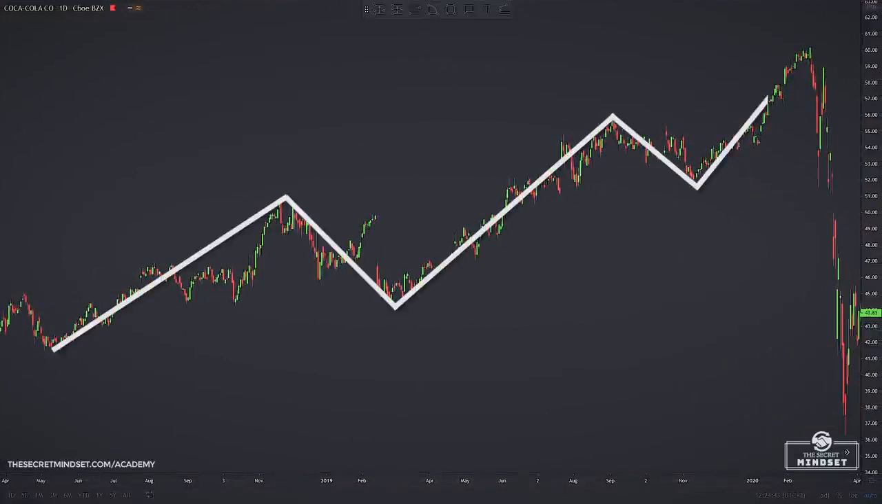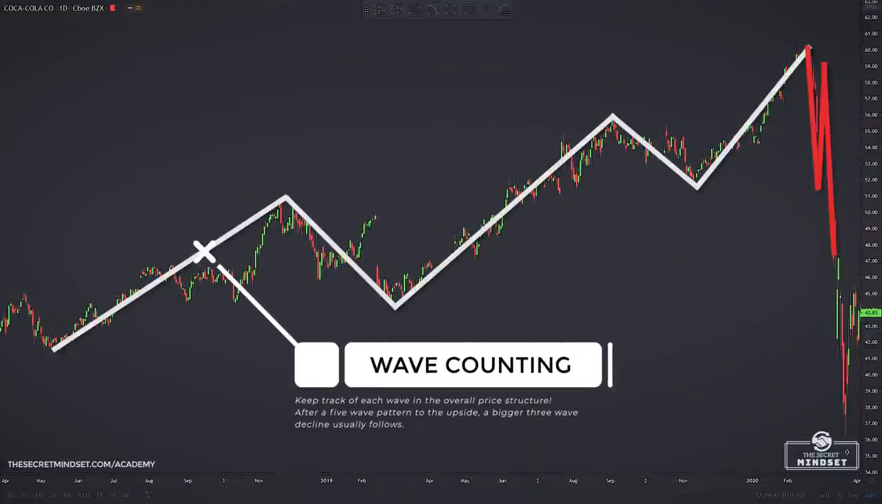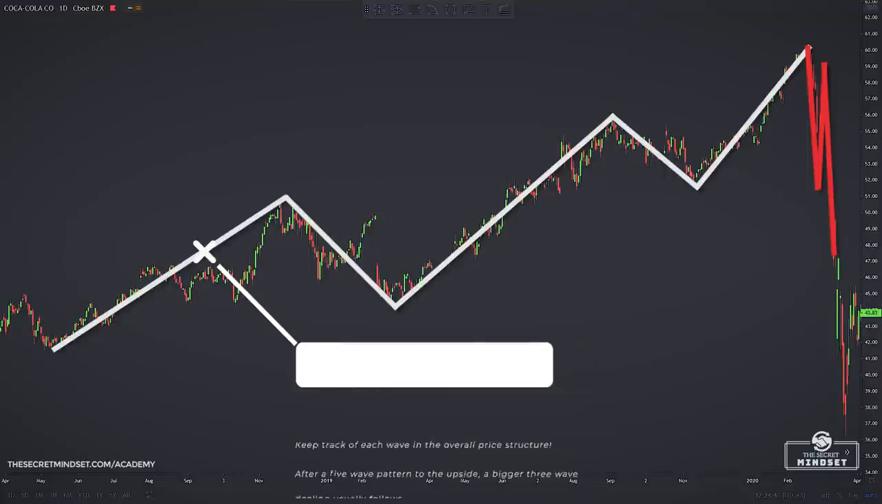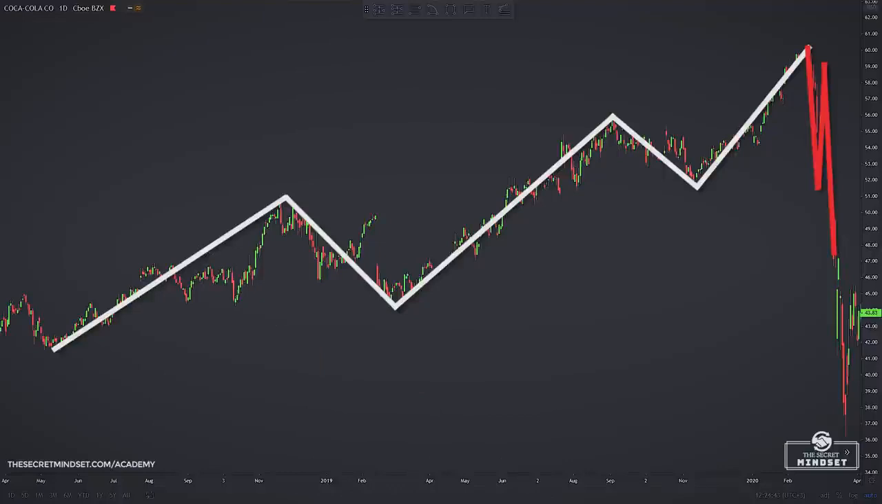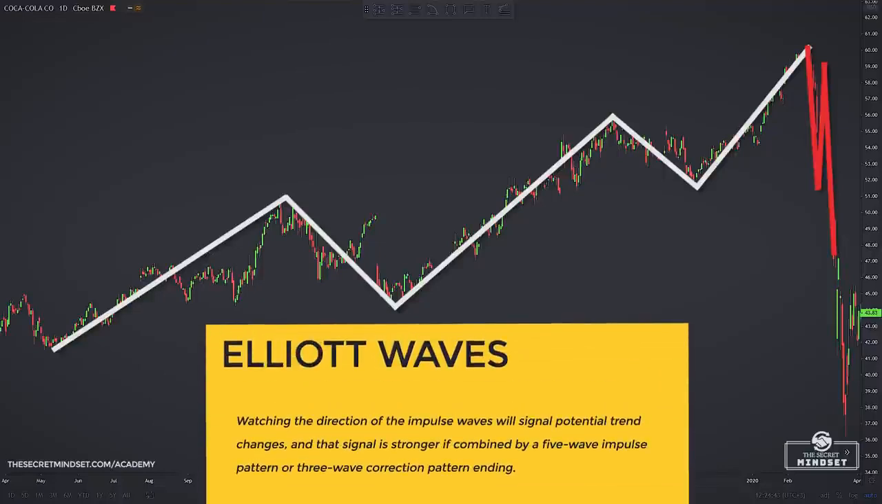Also consider keeping track of each wave in the overall price structure. For example, after a 5-wave pattern to the upside, a bigger 3-wave decline usually follows. Watching the direction of the impulsive waves will signal potential trend changes, and that signal is stronger if combined with a 5-wave impulse pattern or correction pattern ending.